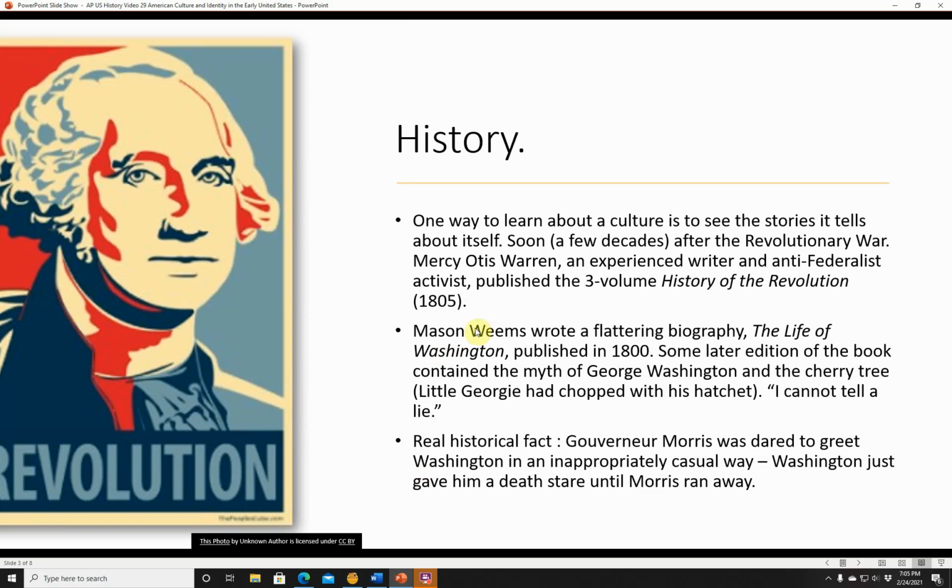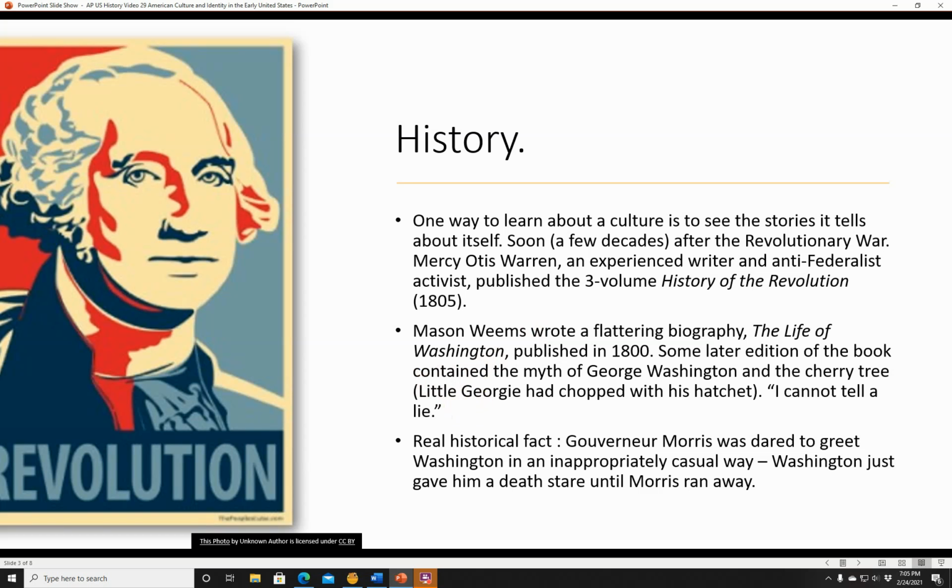Some later editions of the book contained the myth of George Washington that you've probably heard, George Washington and the cherry tree, where he either damaged or completely chopped down his father's cherry tree, and when his father asked him about it, he said, "I cannot tell a lie, I chopped down your cherry tree with my little hatchet." As you may have guessed, that never really happened. But here's a real historical fact.